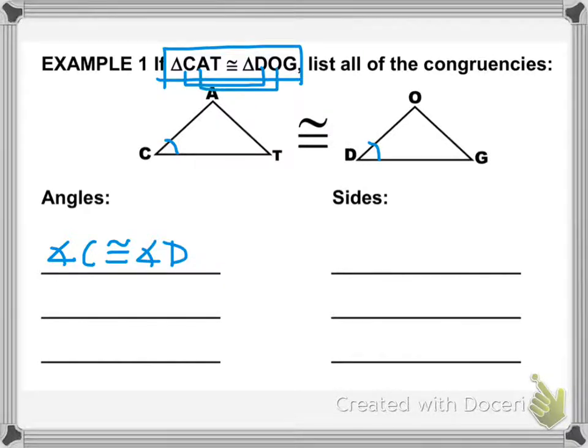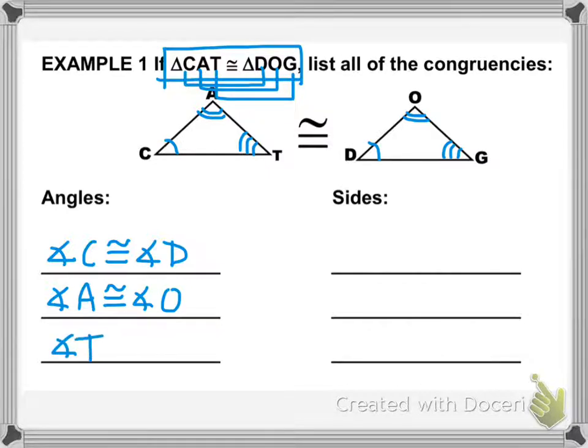A corresponds to O, so that means angle A is going to be congruent to angle O. That can be our next congruent statement. And then T corresponds to G, which means angles T and G are also going to be congruent. Okay, so there's the angles. That's always a little bit easier.